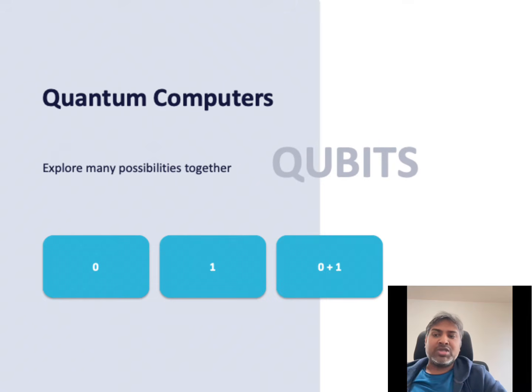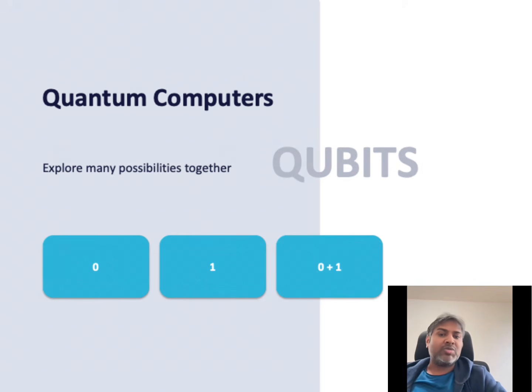What are quantum computers? Quantum computers use qubits instead of bits. A qubit is fundamentally different because it can represent 0, 1, or a combination of both. This property enables quantum computers to explore multiple solutions simultaneously, which is the foundation of the computational advantage in the case of quantum computers.